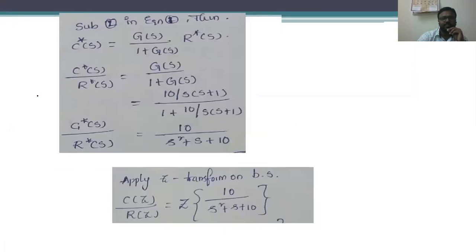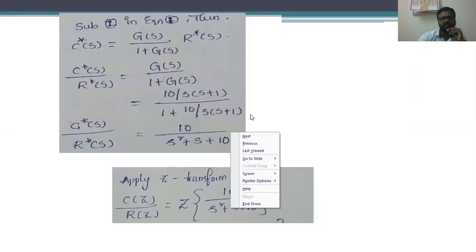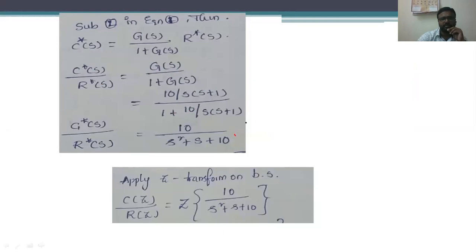that is this one. C of S divided by R of S, or C of Z divided by R of Z, is equal to G of S divided by 1 plus G of S. And G of S value we have is 10 divided by S into S plus 1, divided by 1 plus 10 divided by S into S plus 1. So after calculation we get the final expression, that is 10 divided by s square plus s plus 10.